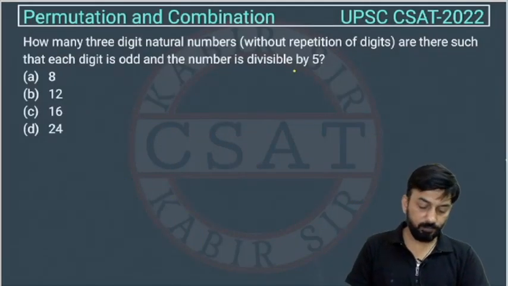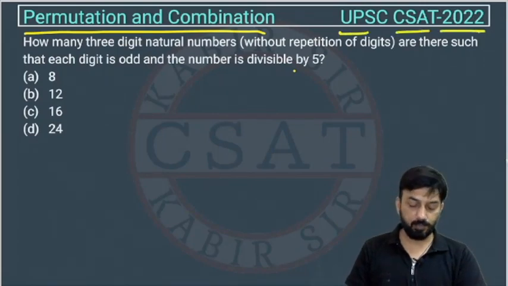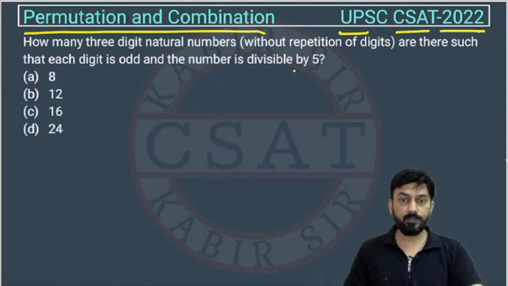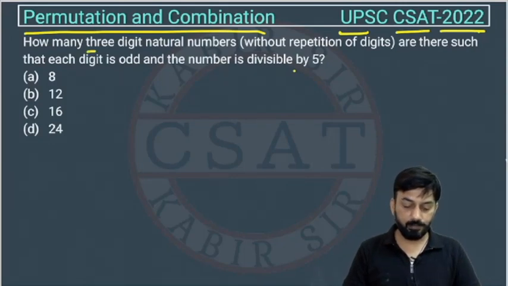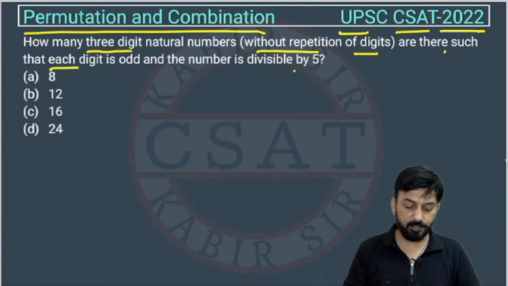So this is a question from permutation and combination chapter asked by UPSC in CSAT paper of 2022. How many 3-digit natural numbers without repetition are there such that each digit is odd? So we have to find 3-digit natural numbers, and there won't be any repetition of digits. This language is important.